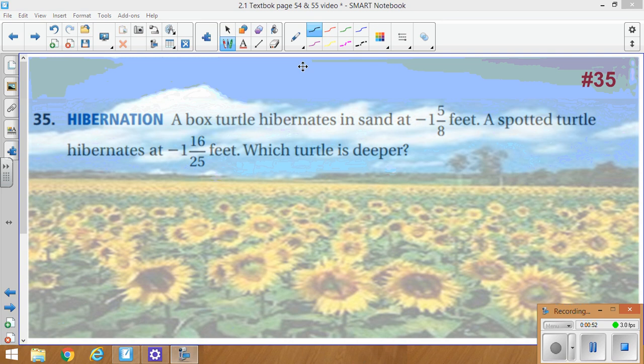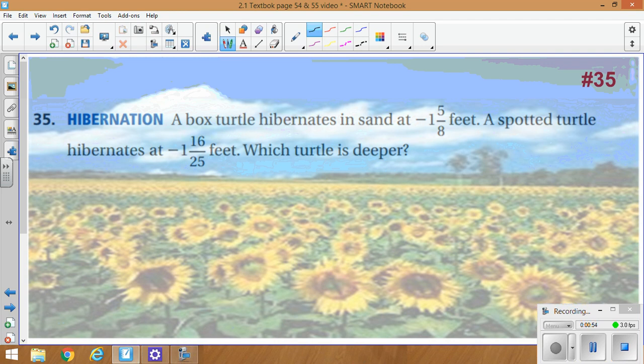And here I'm going to begin with the solution. So we're going to start with the box turtle. We're going to take -1 5/8, and I'm just going to take the -1 and carry that over, and I'm going to convert 5/8 into a decimal.